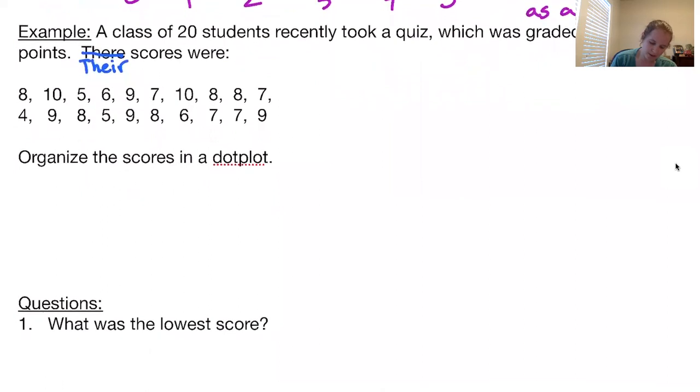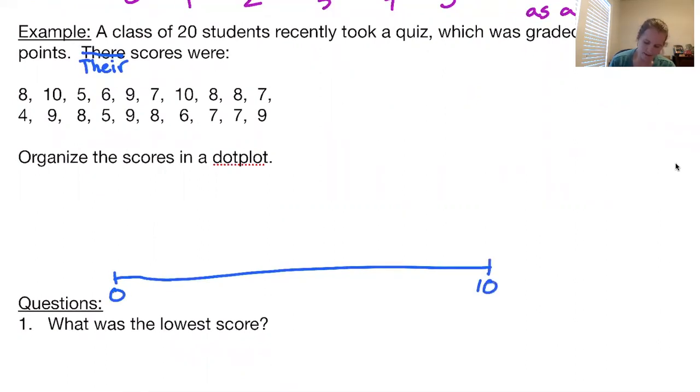So again, we have a number line. Our quiz was out of 10, so we'll go ahead and go from 0 to 10. 5 goes in the middle, and I'm doing tick marks for each, counting by ones. If we go ahead then and place our numbers on the dot plot, the first one was an 8. So I'm going to put my first 8 on our dot plot. One individual scored an 8, cross that off.